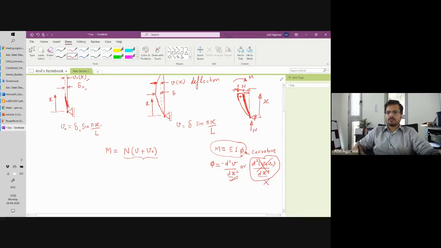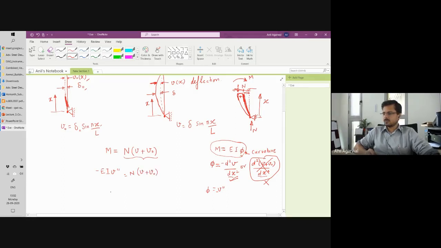So my phi is substituted here. Phi is equal to d2v by dx2, or I can call it v double prime, with a minus sign. So phi is equal to minus v double prime, that I substitute here. So M is equal to minus EI v double prime is equal to N times (v plus v naught).